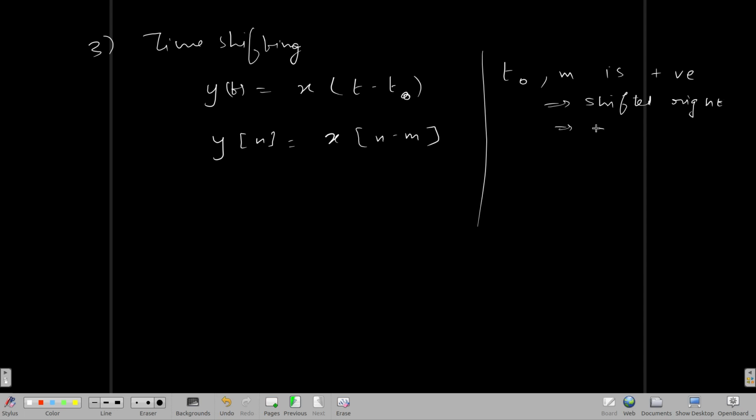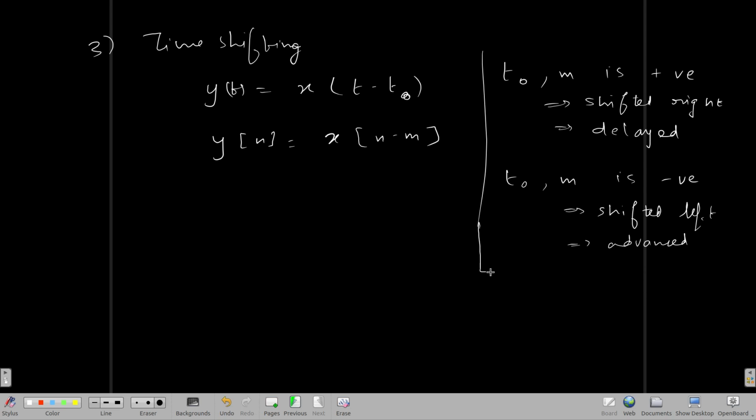That is, the signal is delayed. When t0 and m are negative, the signal is shifted to the left, that is, the signal is advanced. Shifted left. This also we'll see with an example here.